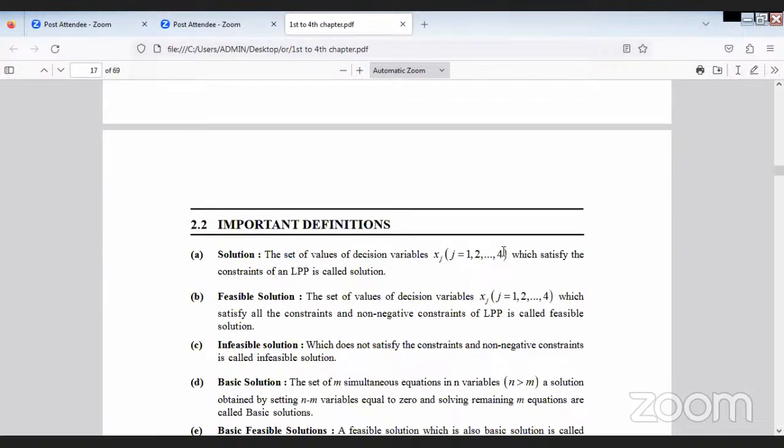important definitions. They will ask for the definition of solution. The set of values of decision variables xj, j equal to 1, 2, 3, 4, which satisfies the constraints of the LPP is called a solution. What is a feasible solution? They will ask a small question. What is a feasible solution? The set of decision variables xj, j equal to 1 to 4, which satisfies all the constraints and non-negative constraints of the LPP is called a feasible solution.